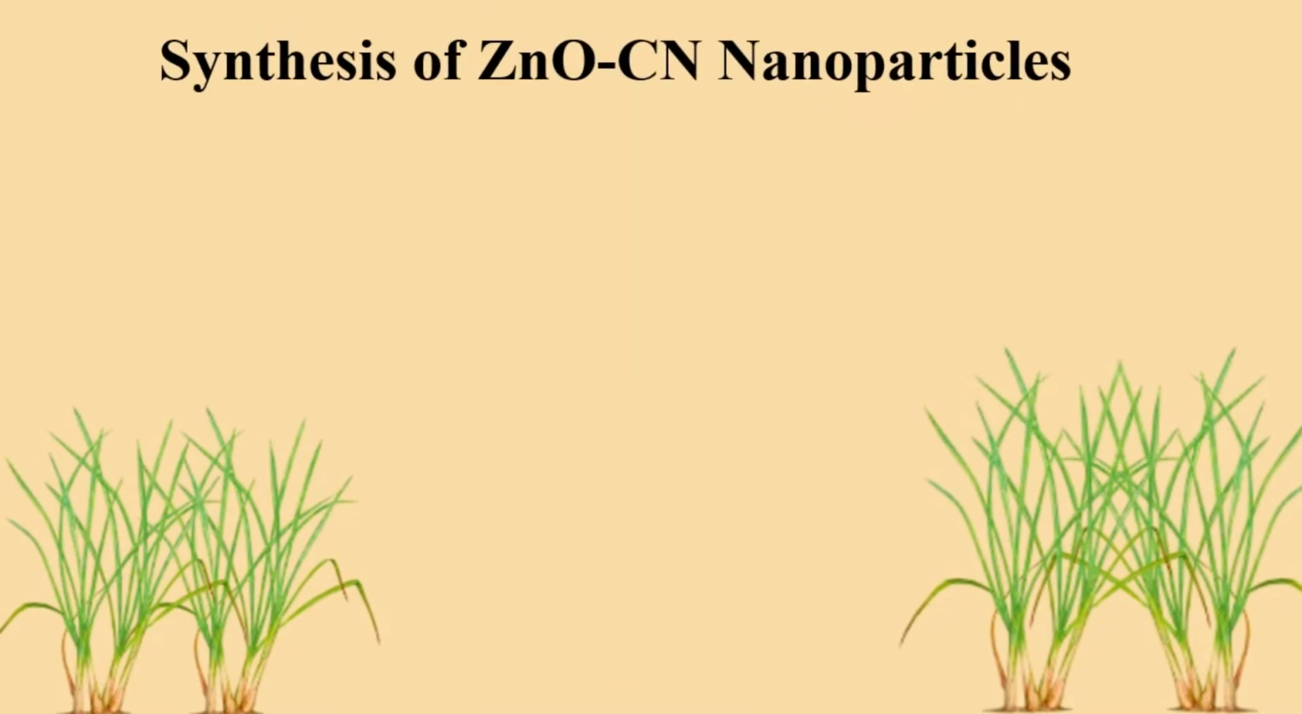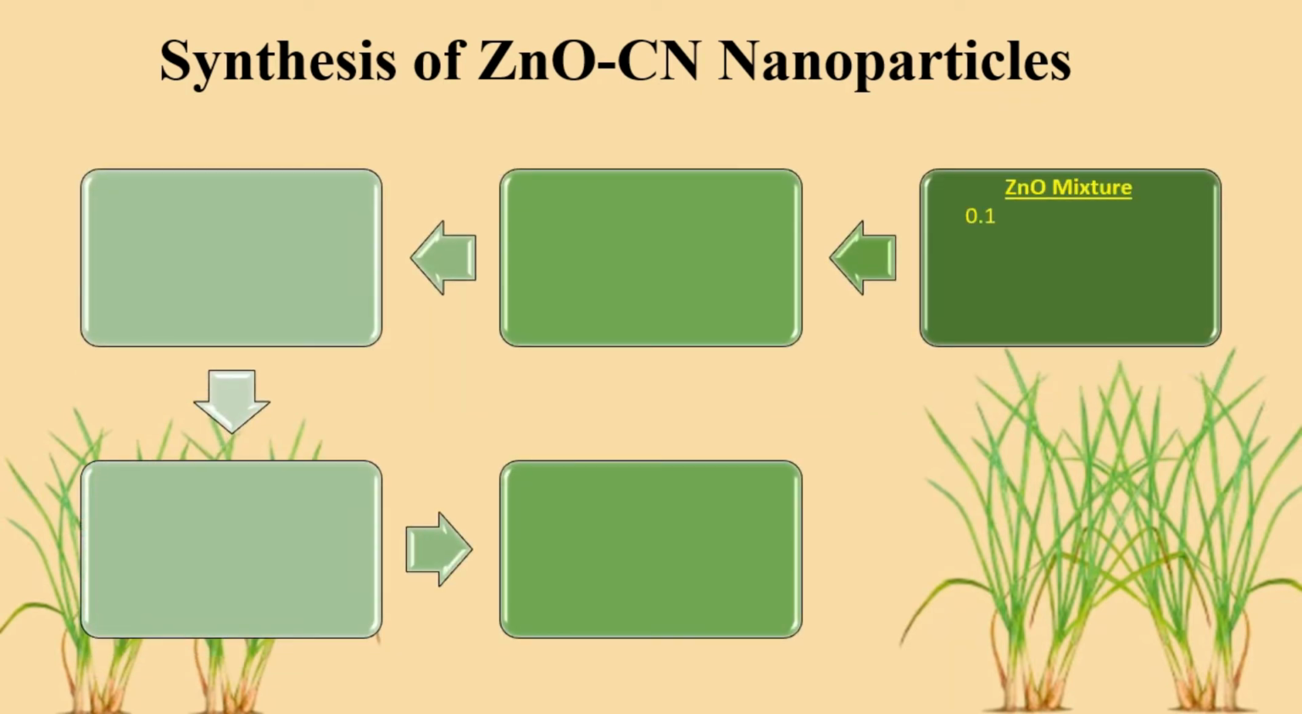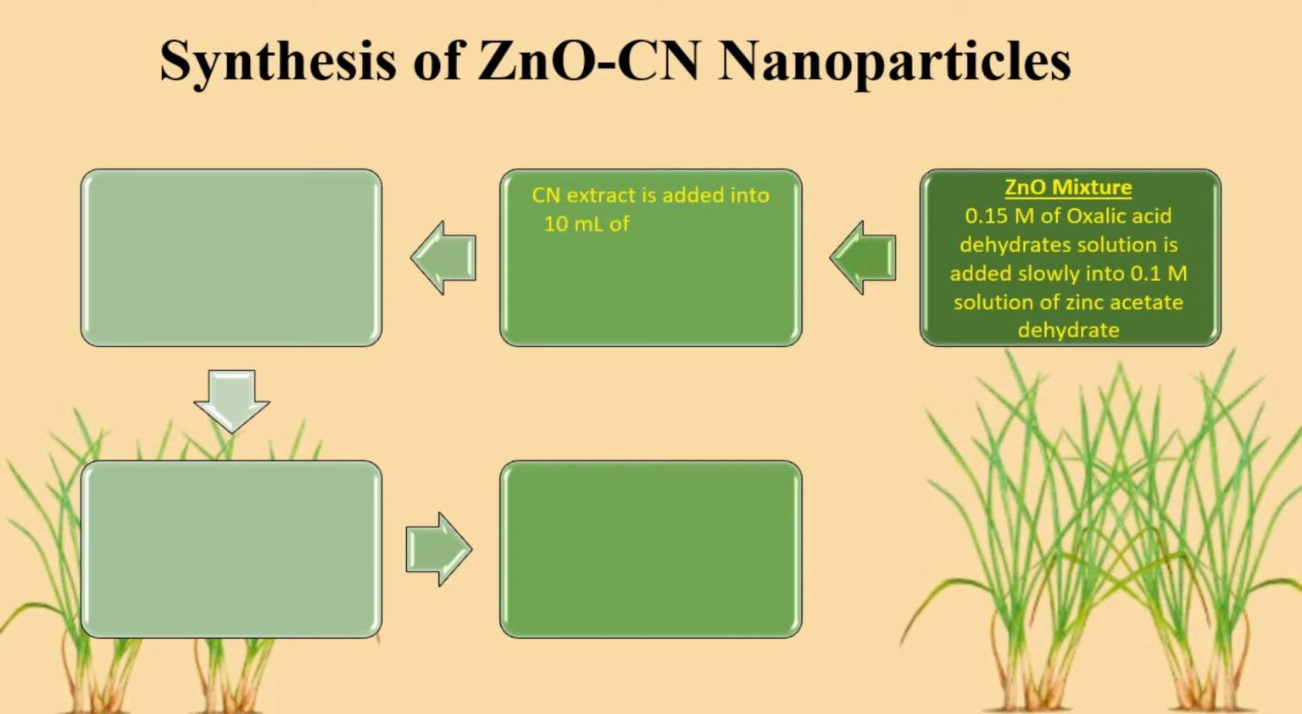ZnOCN nanoparticles is then synthesized using precipitation method. 0.15 mole of oxalic acid dihydrate solution is added slowly into 0.1 mole solution of zinc acetate dihydrate. CN leaves extract is added into 10 ml of prepared ZnO mixture at the ratio of 3:1, 5:1, and 9:1. Stirred for 12 hours.